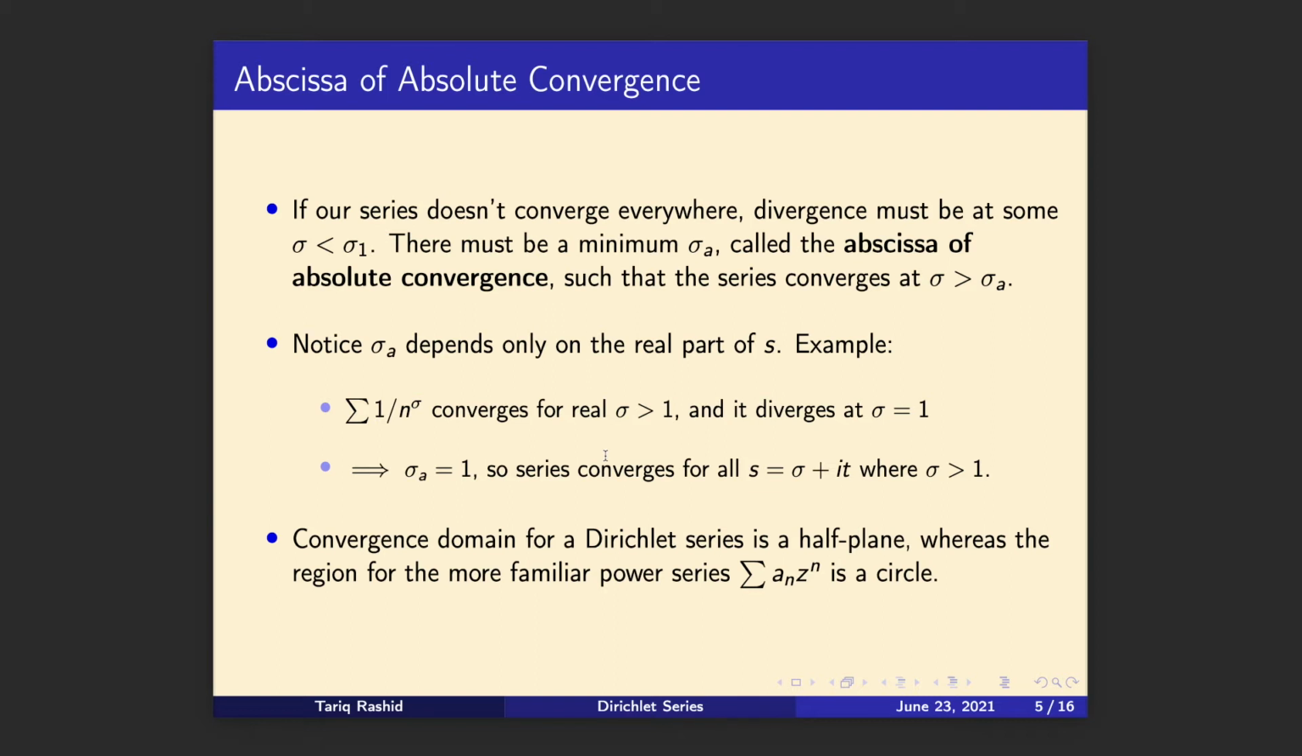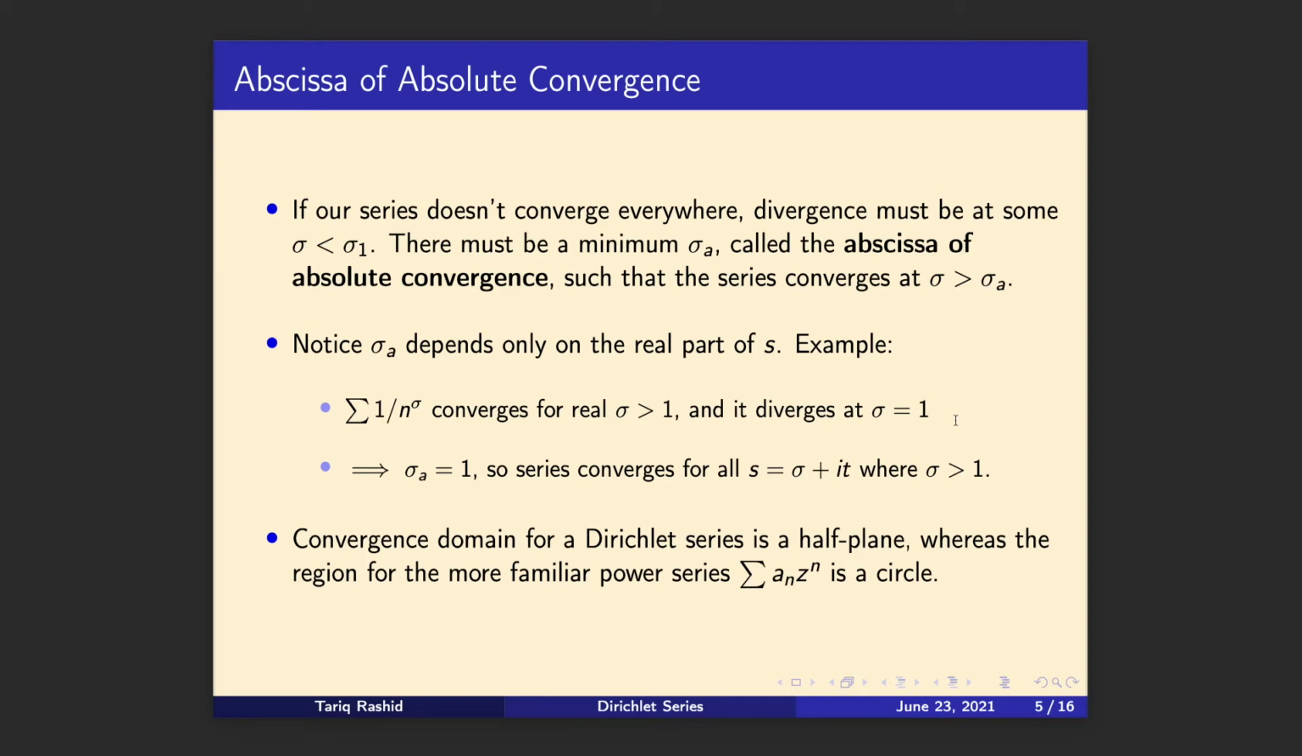So let's look again at the Riemann Zeta function. We've already drawn a picture about this. So we know that the Riemann Zeta function, when it's over real values, sigma say, converges for sigma more than 1. We've seen that before. We also know it diverges at sigma equals 1, which is the harmonic series. That means the abscissa of convergence is at 1. So the series converges for all the s where sigma is more than 1.